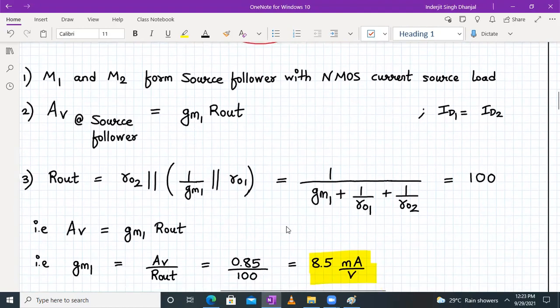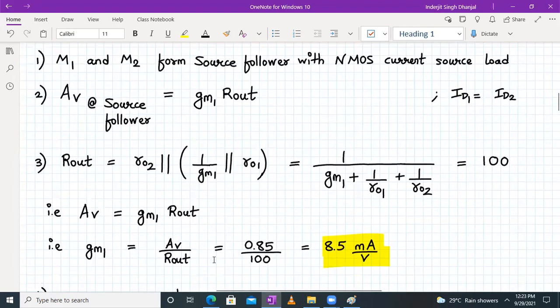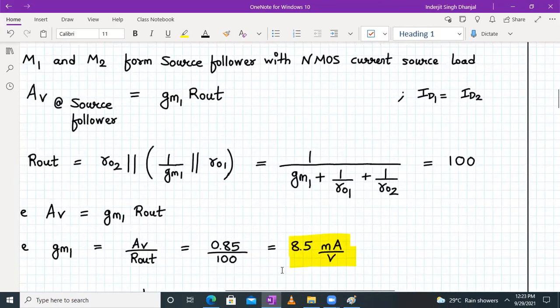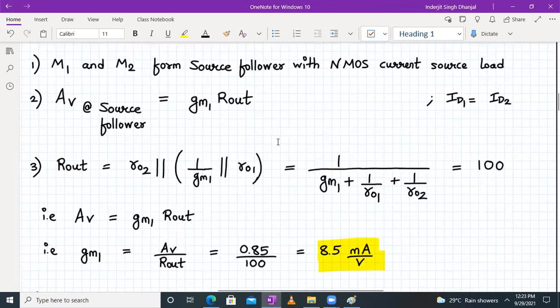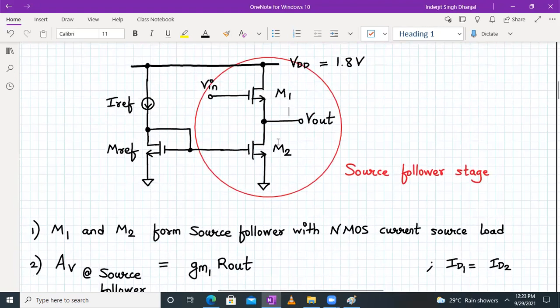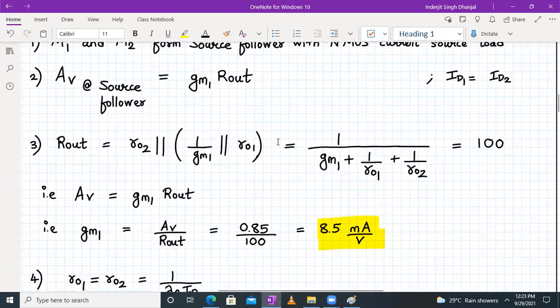And your AV will be GM1 into R out. So what will be GM1? GM1 will be AV divided by R out. AV is given as 0.85, R out is 100. So GM1 is coming out to be 8.5 milliampere per volt. Okay, so far so good. So just now we have found out the value of GM1. Remember, we have to find the transistor sizing for all the transistors, M1, M reference, etc. So let us continue our discussion.